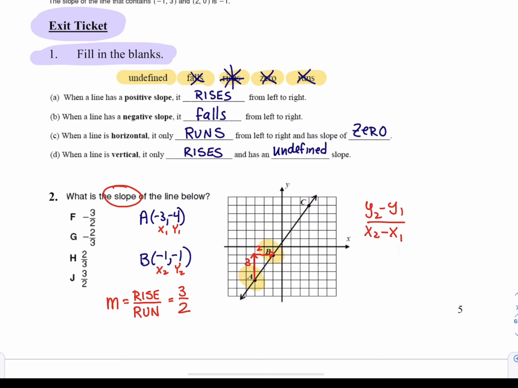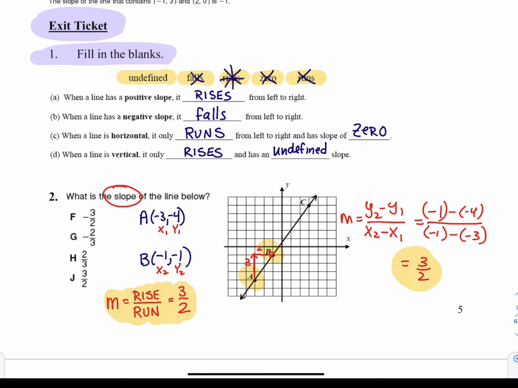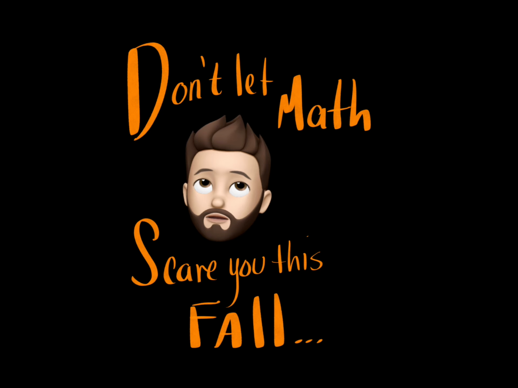Showing that we would have the same result if we use the coordinates in the slope formula, we should get 3/2, and we do. So, slope is just the rise over the run, or the change in y over change in x. So don't get scared, just take your time.